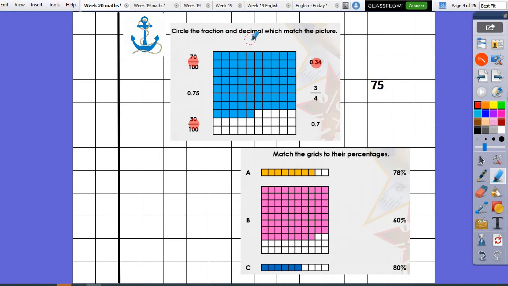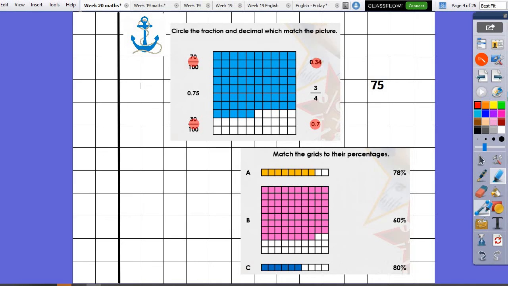Now it says circle the fraction and decimal, so I should have one decimal, one fraction to help us. So here, which match the picture. 0.75 or 0.7. Well, if it was 0.7, that would mean that 70 squares are shaded. So that's wrong. Now I'm left with 2 then. I'm left with a fraction and a decimal. So 0.75 and 3/4. Well, they are both correct. 75 over 100 as such as a whole, and 3/4 is an equivalent fraction of 0.75 or 75%.